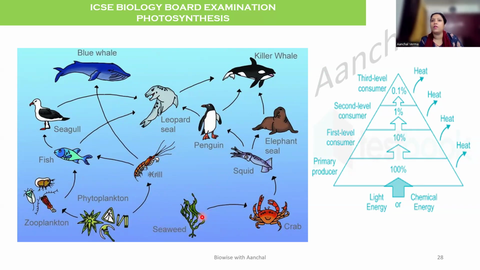The seaweeds are photosynthetic. So they are consumed by the crabs. Crabs are eaten by the squids. Squids by the penguin and the seal. Then they are eaten by the whales and so on. There is an energy level here where you can talk about the different energy levels. Here, 10% energy is transferred to the next level. This is the 10% energy rule. This 10% energy rule you should keep in mind. That happens in the food chain.